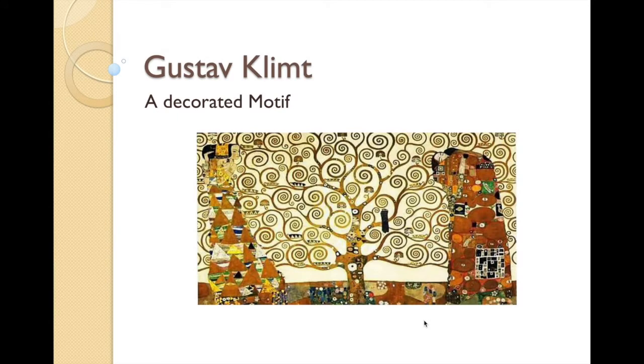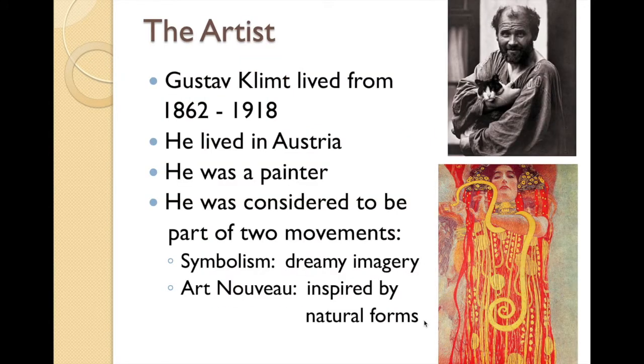For this assignment, we are going to be looking at the artist Gustav Klimt. Gustav Klimt lived from 1862 to 1918. He lived in Austria and he was a painter. Here is a picture of him with his cat up here, and here's a piece that really exemplifies or is a good example of his artwork.